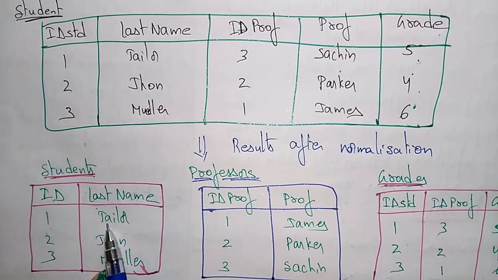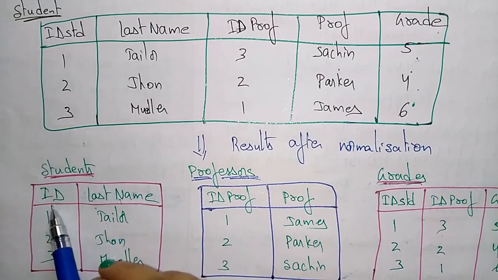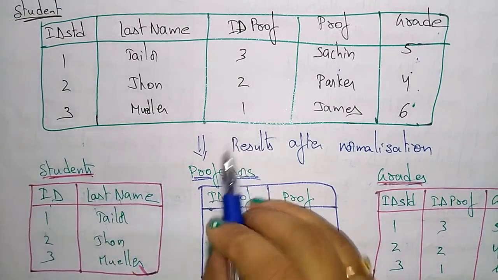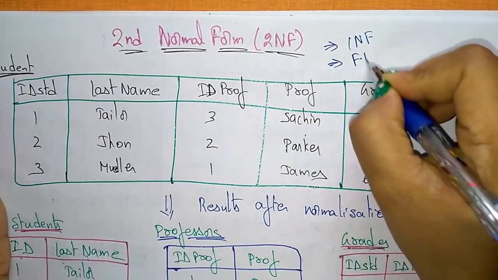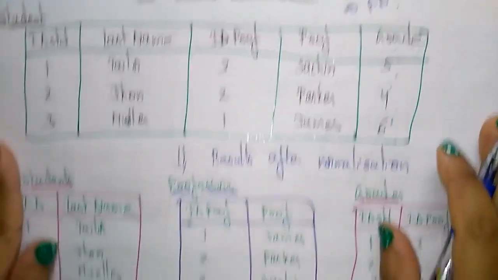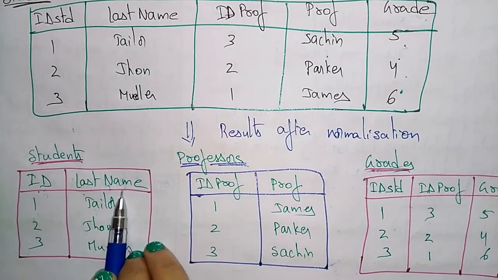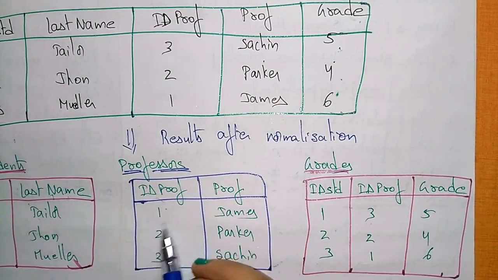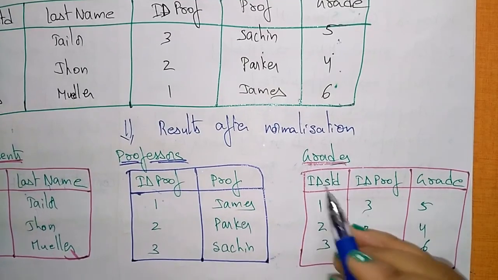This table is in 1NF, and here the last name depends upon the ID, which means a functional dependency relationship exists. 2NF is nothing but being in 1NF and also having a functional dependency relationship. So last name is dependent on ID; ID determines the last name. In the same way, the professor ID determines the professor. With the help of the professor's ID, we can determine who the professor is and what his name is.